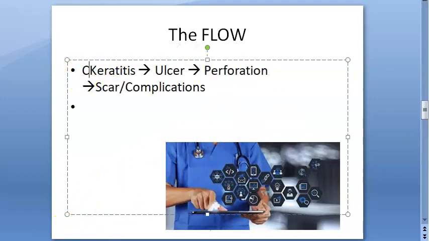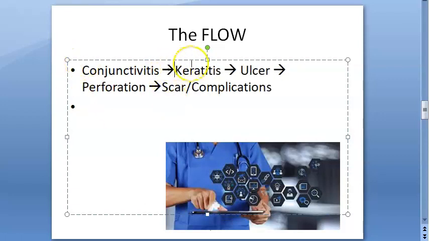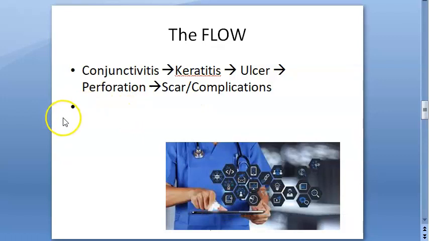Usually, guys, everything will start as conjunctivitis, you can say. Mostly conjunctivitis will be there. That will go on to affect your cornea. That will become keratitis. Then keratitis is inflammation of cornea. That will become ulcer. Ulcer will become more deep. It will perforate. There can be scar. There can be complications. So some kind of a flow is there that you can understand.